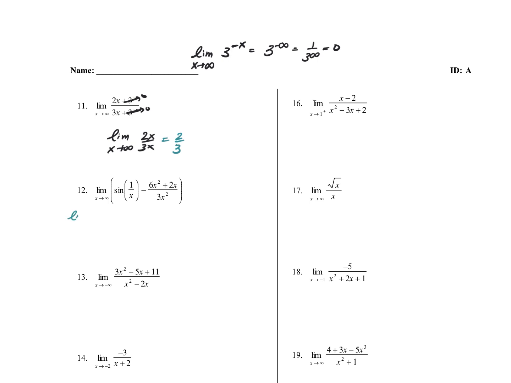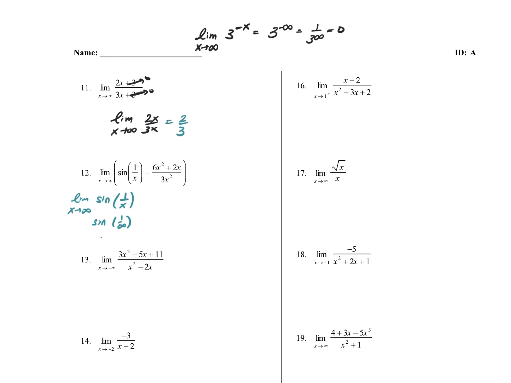The limit as x goes to infinity of sine of 1 over x. So if I plug in sine of 1 over infinity, I'm just evaluating inside the parentheses, which is 0. So the sine of 0 is 0. So this goes to 0.